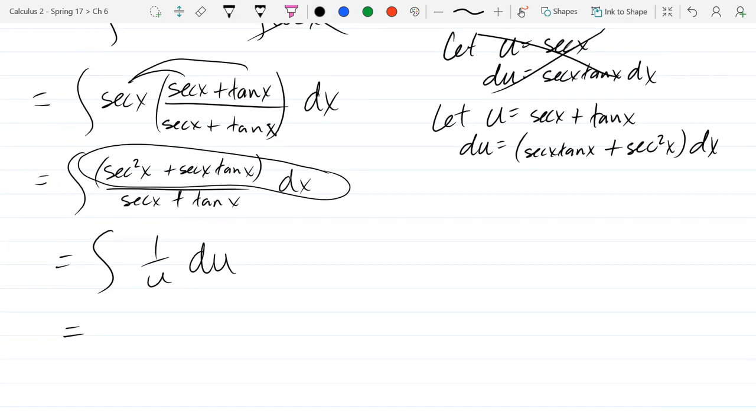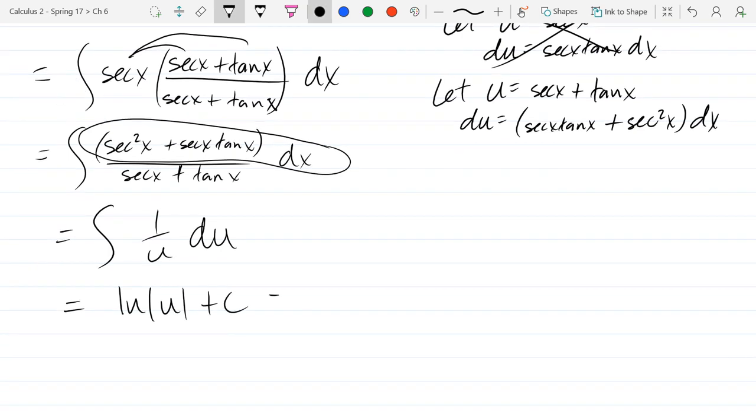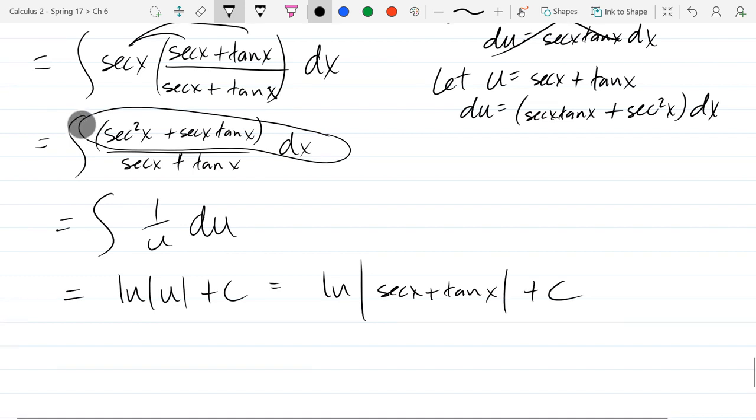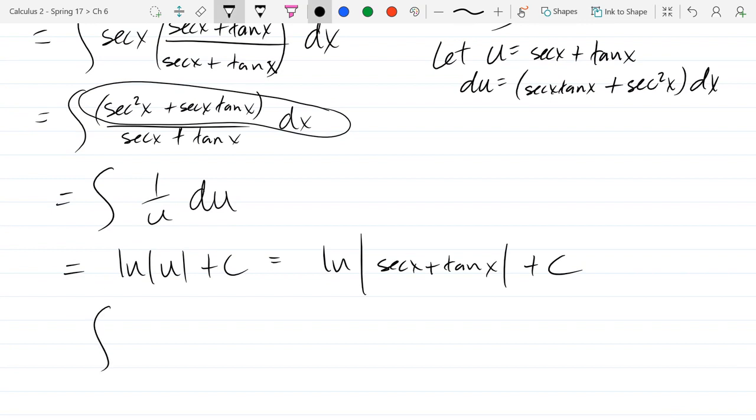And this is a natural log antiderivative. We get a plus c because there are no endpoints. And finally, we unsubstitute, and we get natural log of secant plus tangent. I'm going to summarize this with u's.